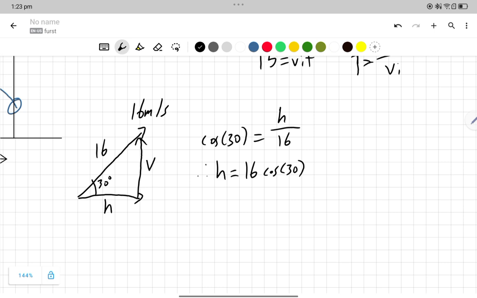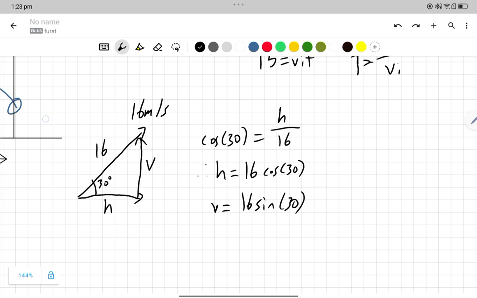And if you use the sine, you'd find that the initial vertical velocity is 16 sine 30. Now don't get confused by this v and this v over here. This is the initial velocity, and this is just the vertical velocity I'm looking at.